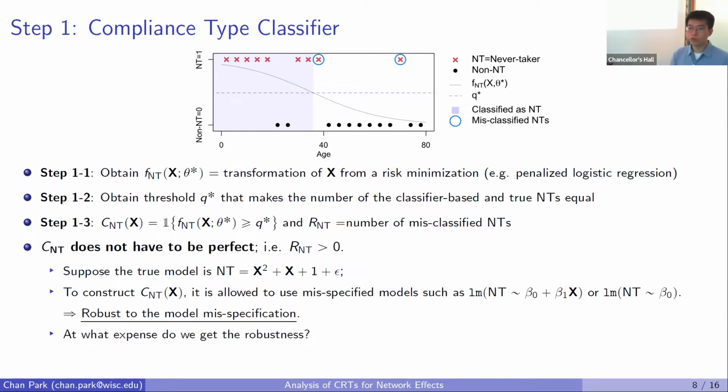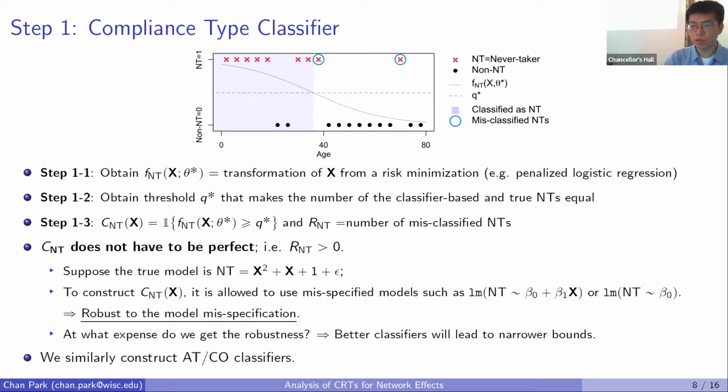At what expense do we get this robustness? If you use better, more accurate classifiers, then you will have a tighter bound at the end of the day. However, it doesn't mean that we must use the correct classifier. You can use the wrong classifier, and our method is valid. However, you will get a wider bound at the end of the day. We can similarly construct always taker and complier classifiers too.